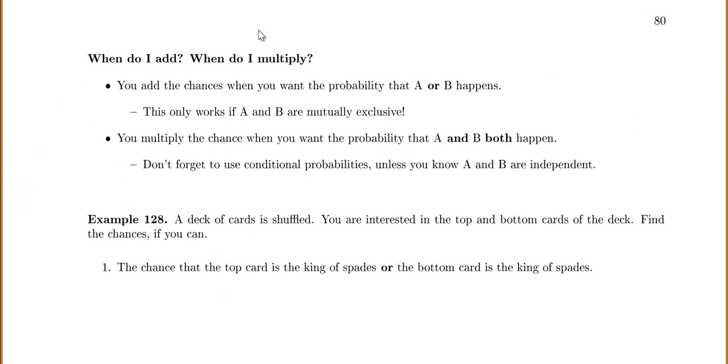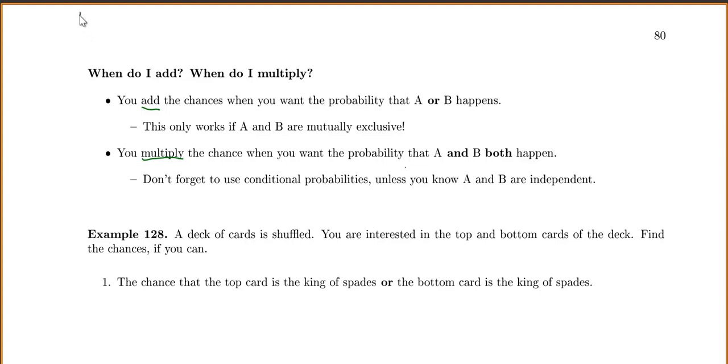Now the next thing we're going to talk about, something else that always confuses people, is when do you add and when do you multiply? So you add the chances when you want the probability that A or B happens. Now keep in mind, this only works if A and B are mutually exclusive. And then you multiply the chances when you want the probability that A and B both happen together. Now don't forget on this one, we do have to use the conditional probabilities unless you know that A and B are independent. So let's just make ourselves the note up at the top. So OR means add, and AND means multiply.